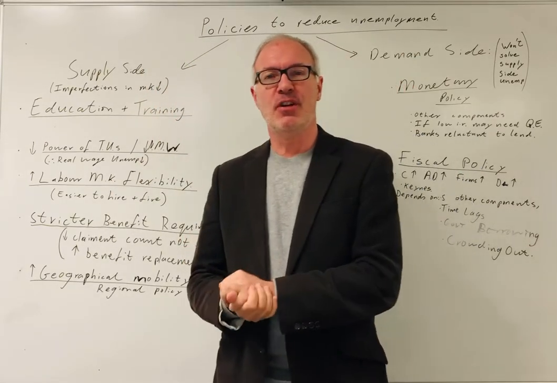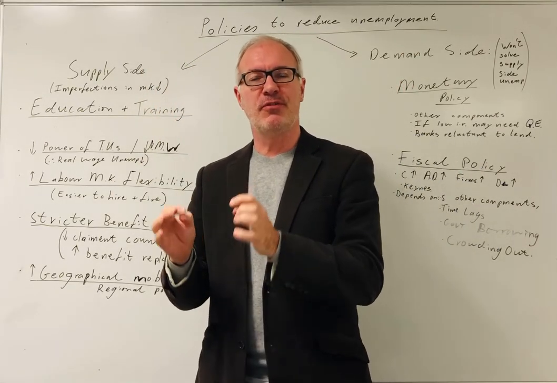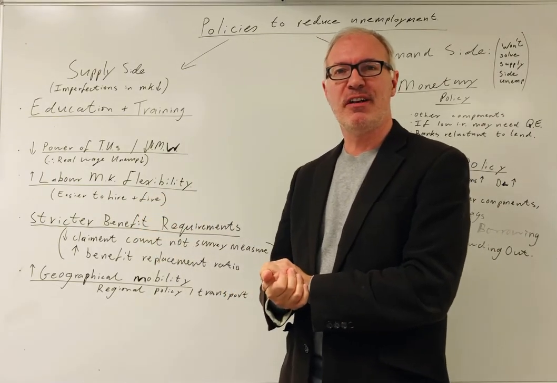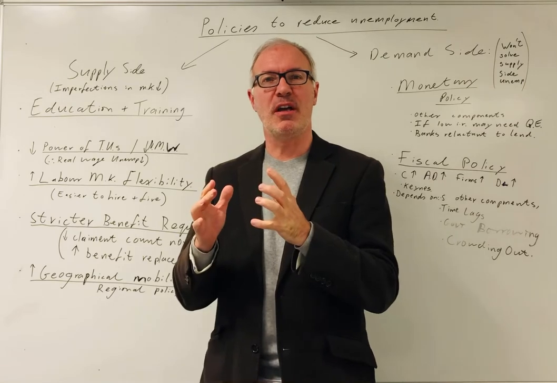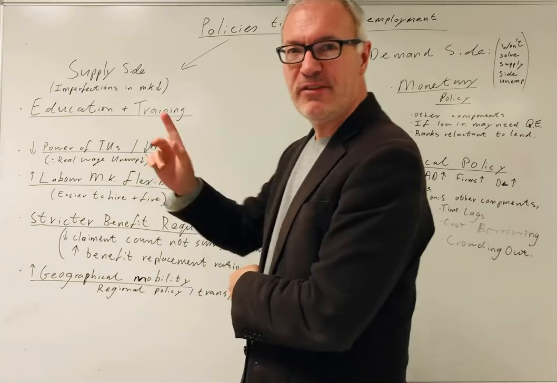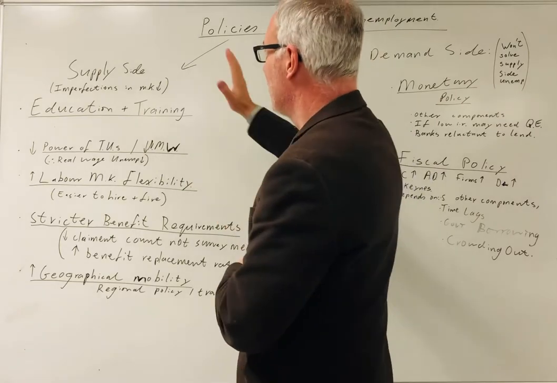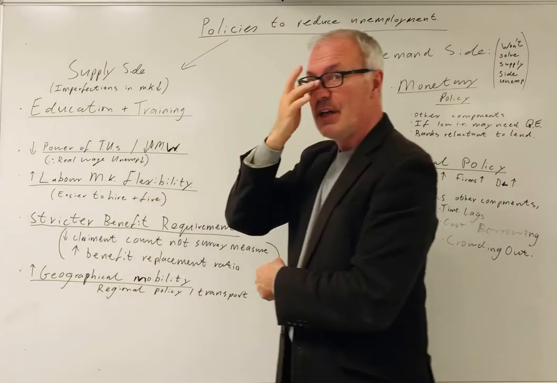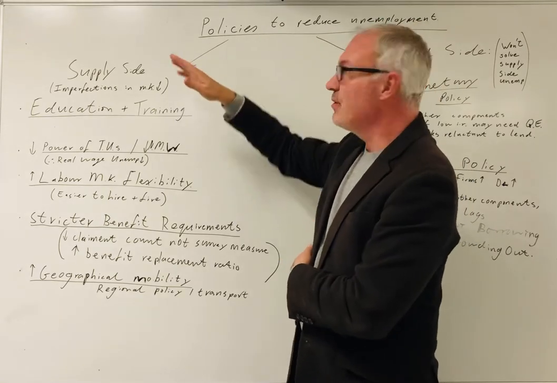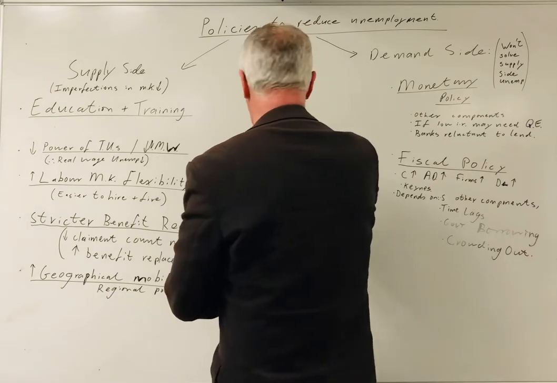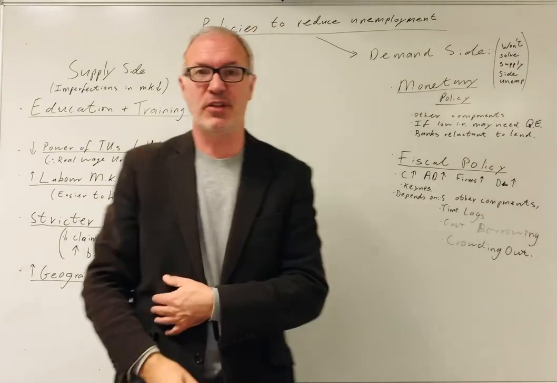So in this video we're going to look at the policies that the government might use to reduce the level of unemployment. In other words, what is the solution to unemployment? And really they come into two categories: supply side and demand side. Now you might do more on these when you do supply side policies or when you do demand side policies. But let's look at the demand side to start with.